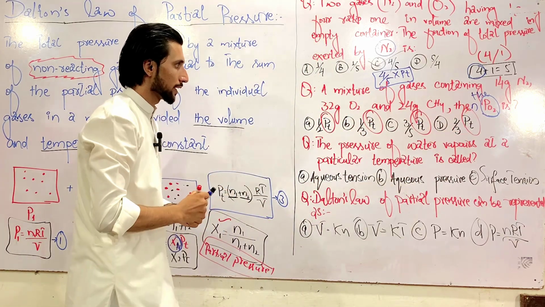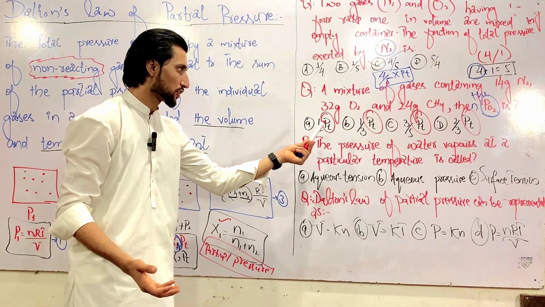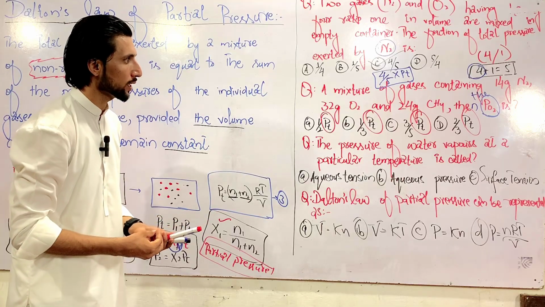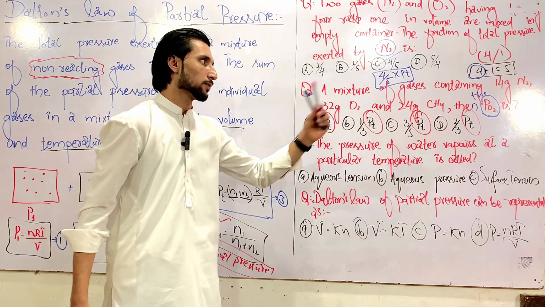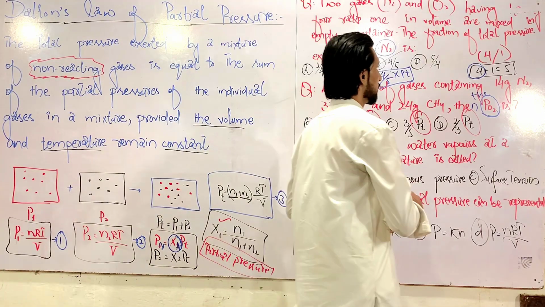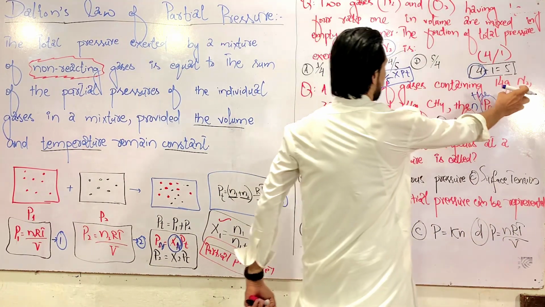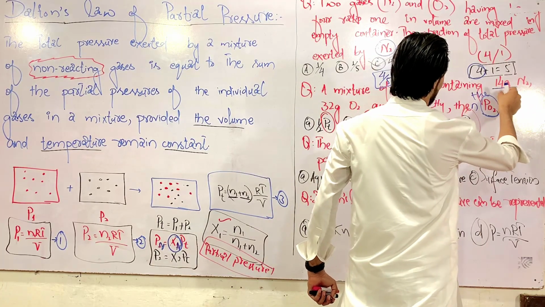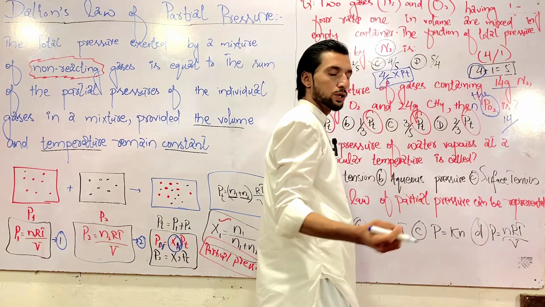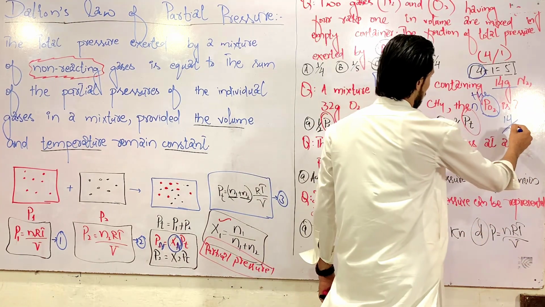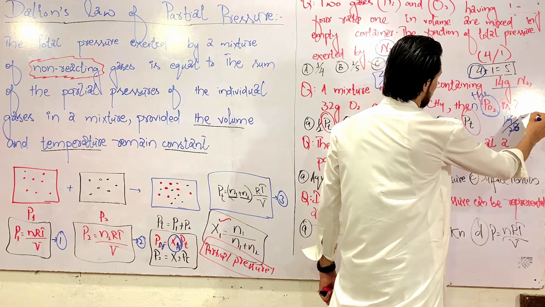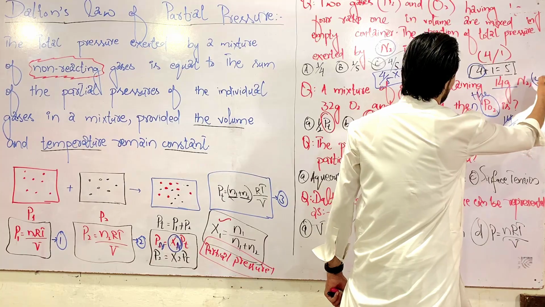So we will multiply the mole fraction of oxygen in this mixture with the total pressure, and we will be able to find the partial pressure of oxygen. For finding the mole fraction, first of all, we have to convert these grams into moles. So 14 gram divided by the molar mass of nitrogen, that is 28. So 14 over 28 is equal to 0.5. So we have nitrogen 0.5 moles.